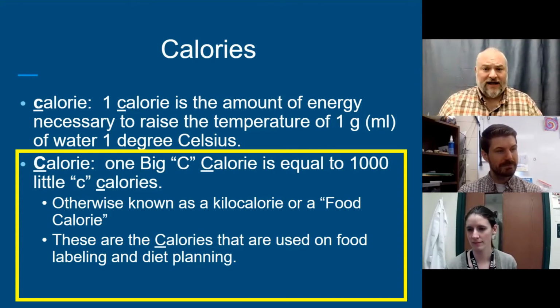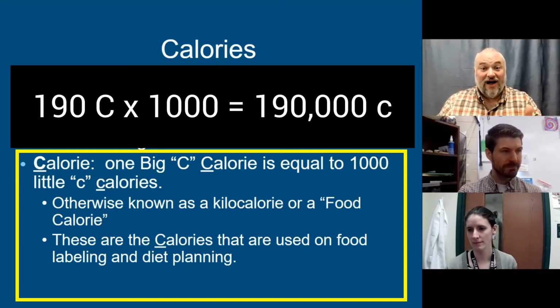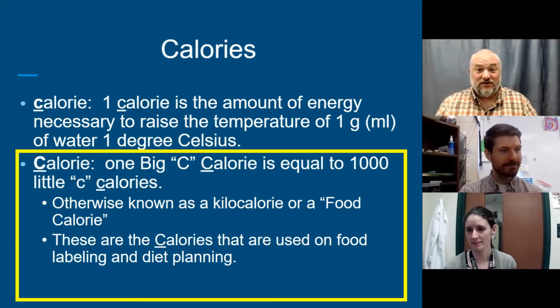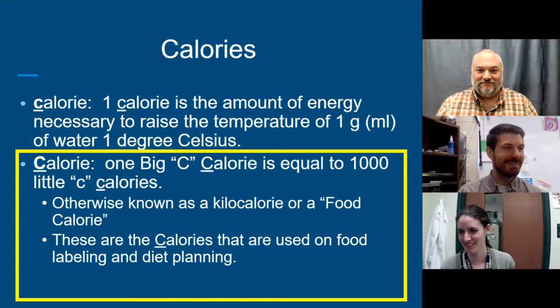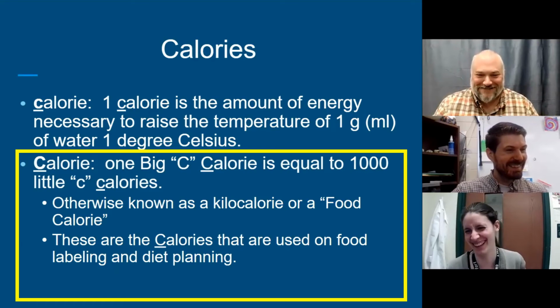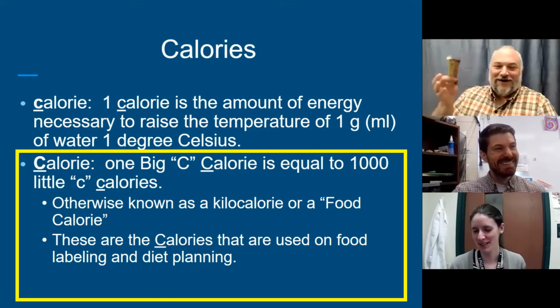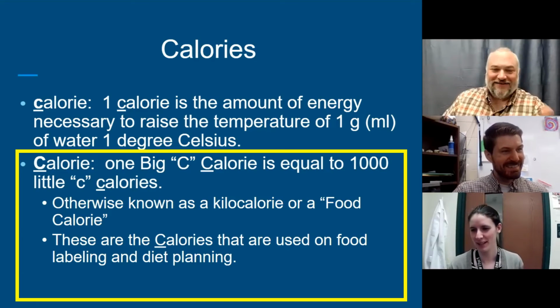That's significant in my diet, 190 calories. But if you think about that, you multiply by 1,000, that's 190,000 little c calories. So are 2 little c calories going to make much difference? Not much. It's not going to make one little bit of difference, 1 or 2 little c calories.